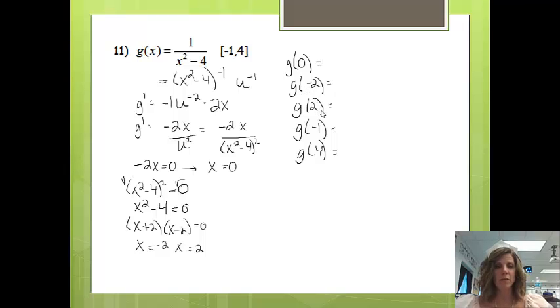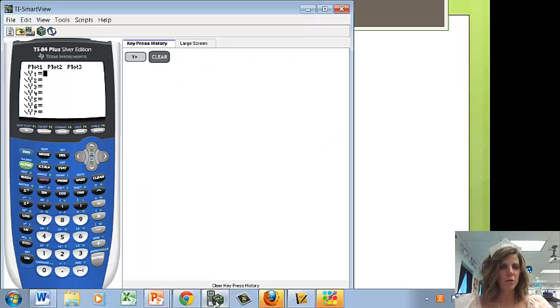So I'm going to show you on your calculator how you can actually find those values, and I will allow you to use your calculator to find these values. So I'm going to flip over to my calculator right now, so you can go ahead and grab yours out too. What I'm going to be doing is just typing in the original function, which was 1 divided by x squared minus 4.